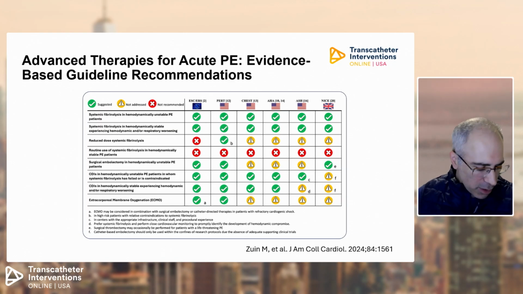Looking at advanced therapies, we can see that the guidelines up until the latest ones from the AHA and ACC had a strong, consistent recommendation for systemic fibrinolysis based on limited data, but a strong recommendation nonetheless. Heterogeneity when it comes to reduced dose fibrinolytic therapy, certainly not recommending fibrinolytic therapy for stable patients.